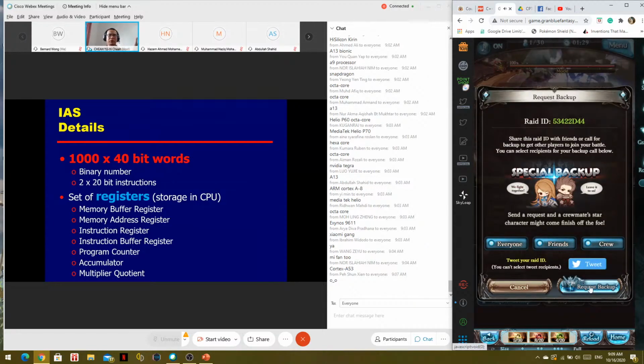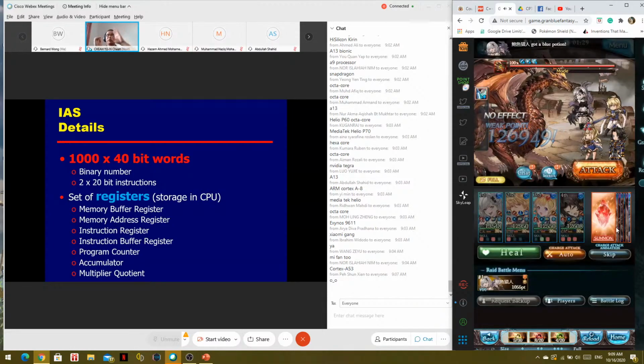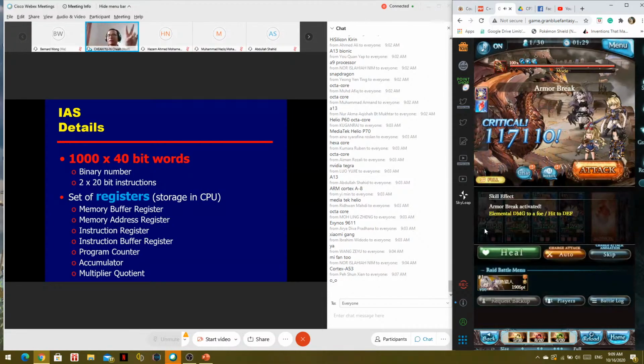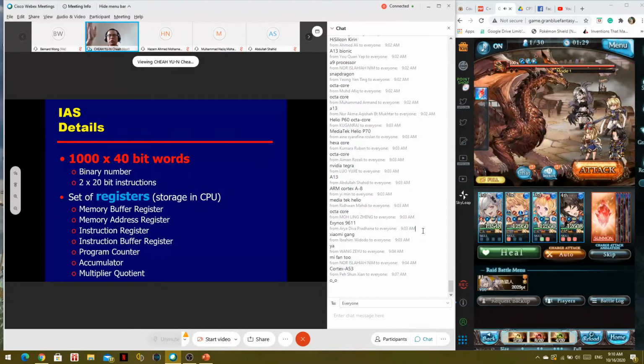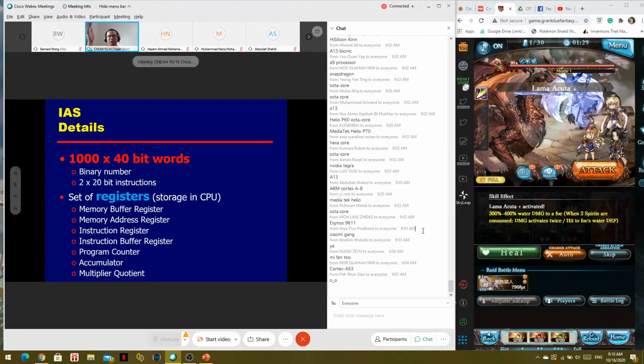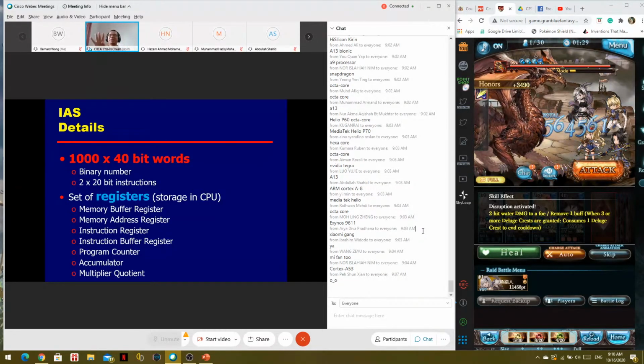Some details about the IAS machine. Imagine for ENIAC you have only 20 accumulators, but for the IAS machine now you have 1,000 storage spaces, and each of that storage space is a 40-bit word.